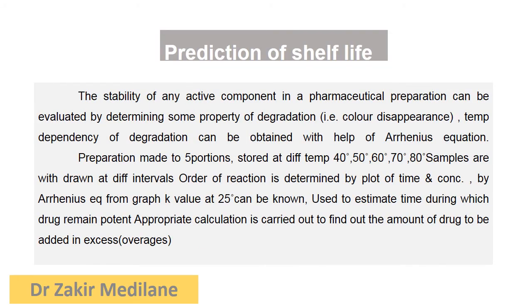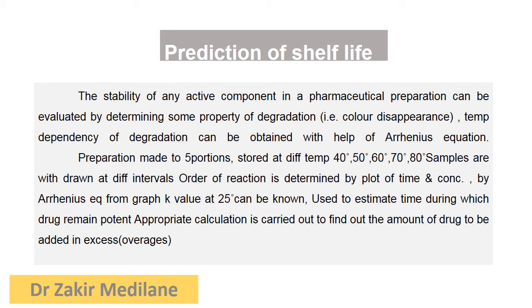Prediction of the shelf life. How can the shelf life be predicted? The stability of an active component in a pharmaceutical preparation can be evaluated by determining some property of degradation, that is, color disappearance. Temperature dependency of degradation can be obtained with the help of the Arrhenius equation. The preparation is made in 5 portions stored at different temperatures. What are the temperatures? Let us see now: 40 degrees, 50, 60, 70, 80 degrees Celsius.